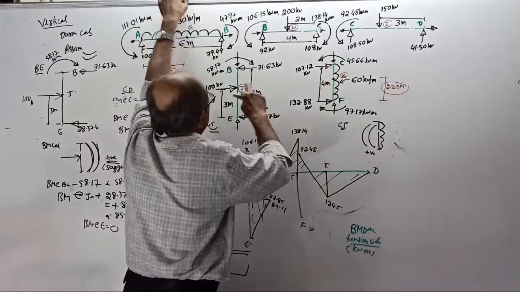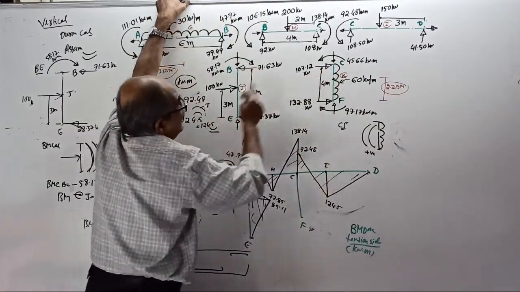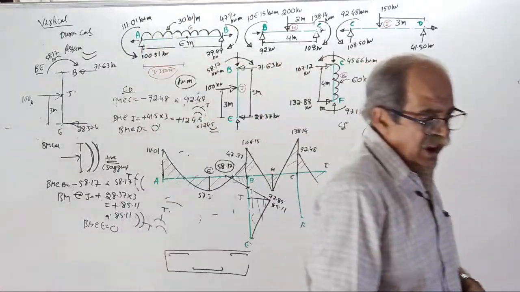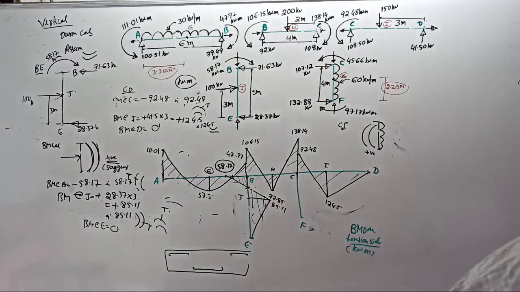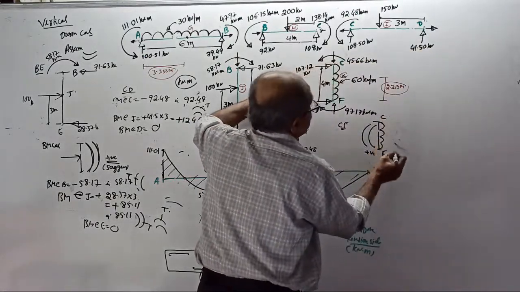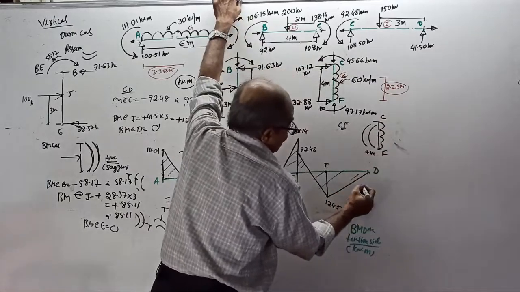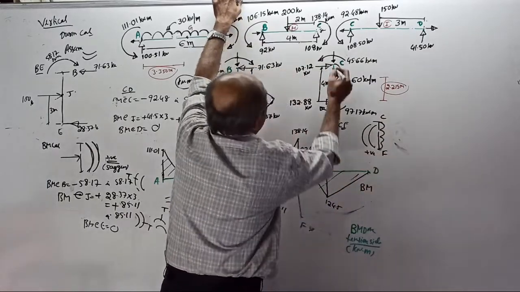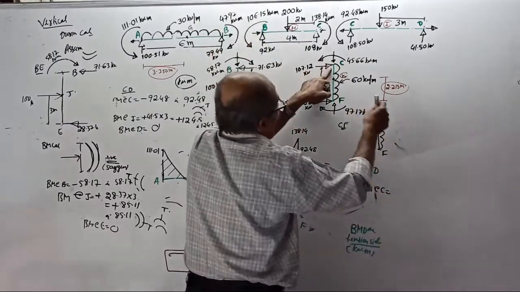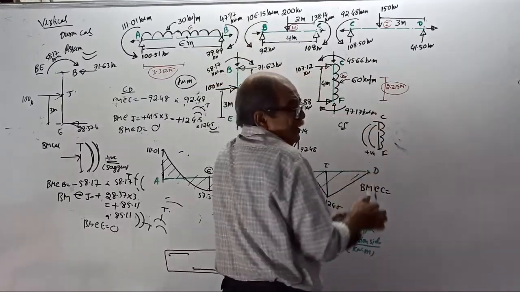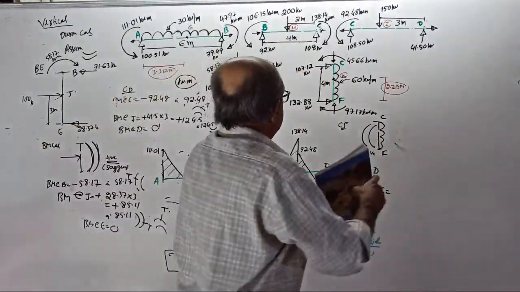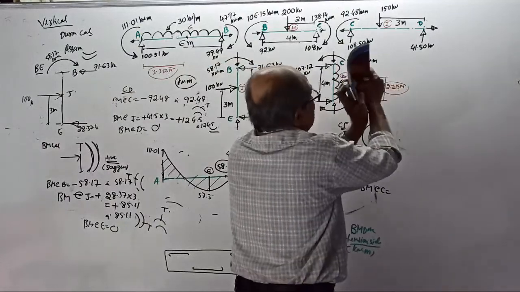Clear or not? See here. This member, this is sagging. Clear or not? First, clear. Okay, start. Now, this is the point C, this is F. I want bending moment here. Bending moment at C. See the sagging and hogging correctly. It will be clear. Bending moment C is, see now, this is sagging.